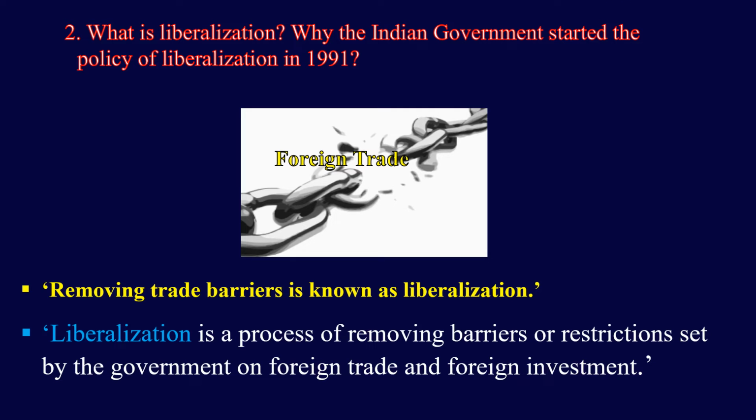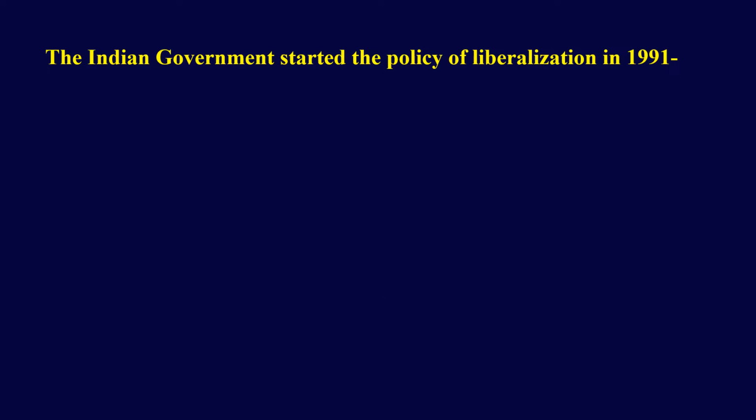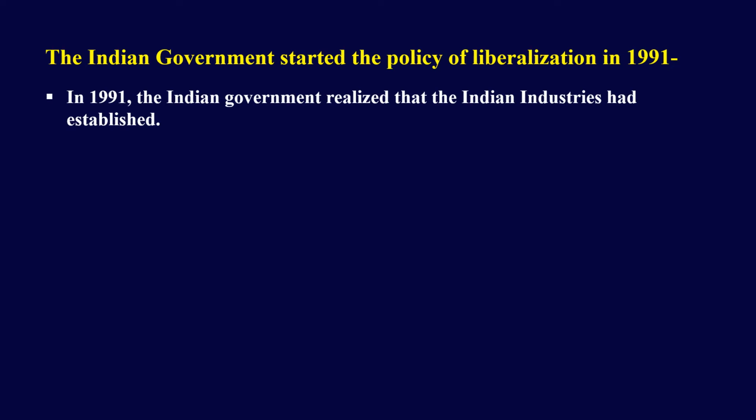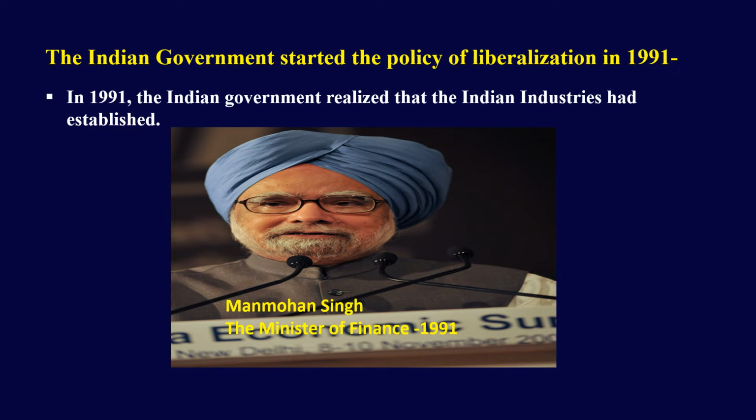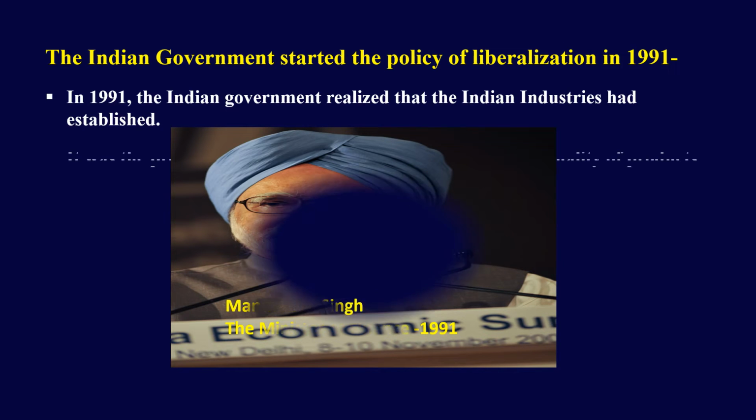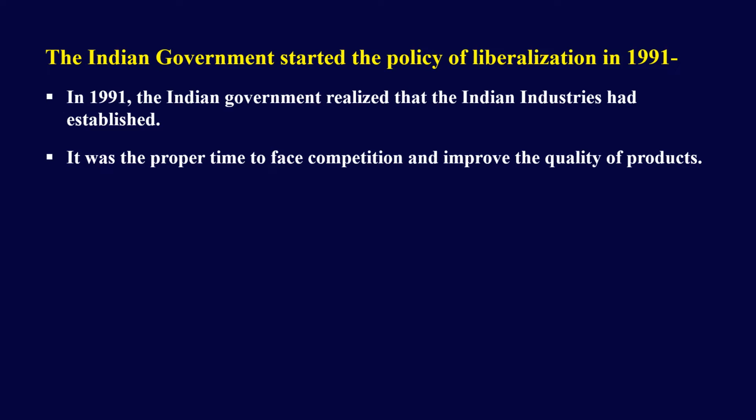Now the question is, why the Indian government started the policy of liberalization? The Indian government started the policy of liberalization in 1991 because in 1991 the Indian government realized that the Indian industries had established well and producers were able to compete with the producers of other countries. Thus, it was the proper time to face competition and improve the quality of products. Thus, in 1991, the liberalization policy was started by Indian government.